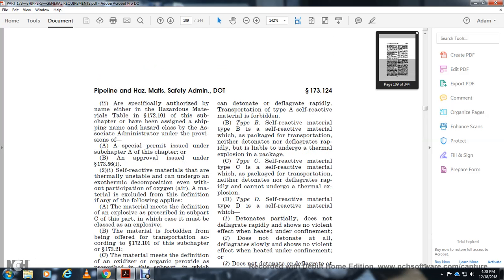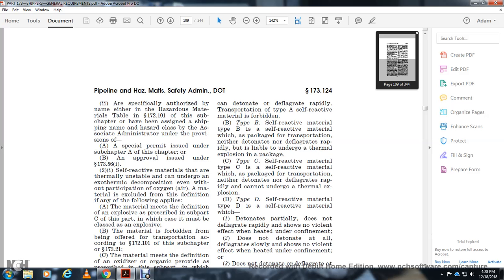can detonate or deflagrate rapidly. Type B self-reactive material is a self-reactive material which, as packaged for transportation, neither detonates nor deflagrates rapidly, but is liable to undergo a thermal explosion in the package. Type C self-reactive material is a self-reactive material which, as packaged for transportation, neither detonates nor deflagrates rapidly and cannot undergo a thermal explosion.